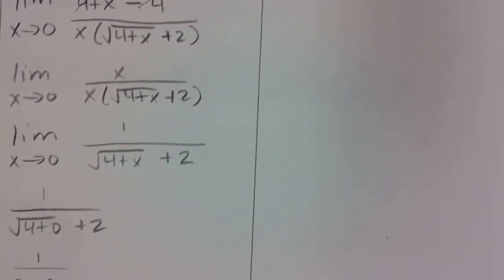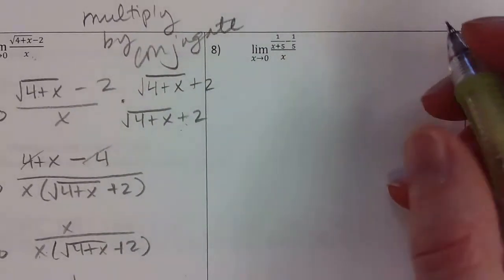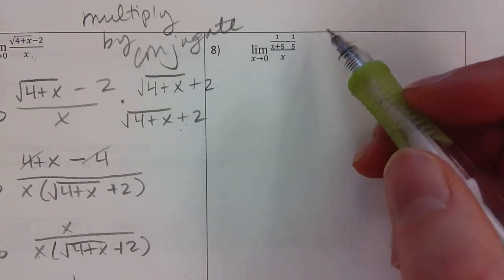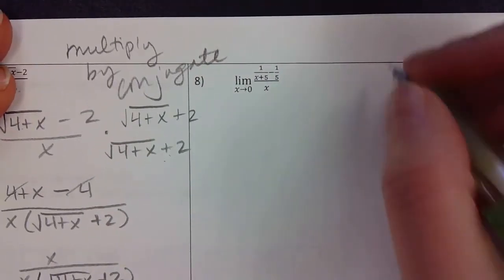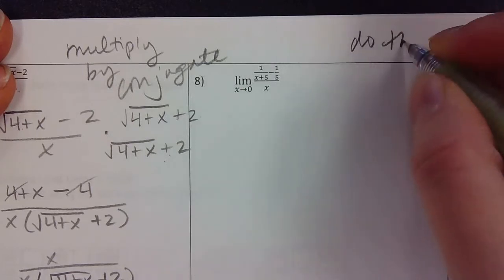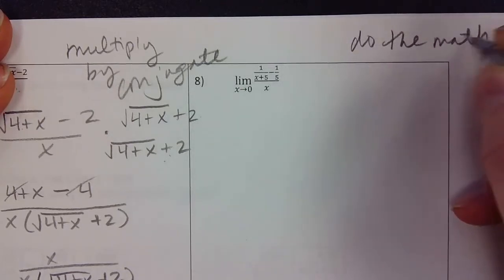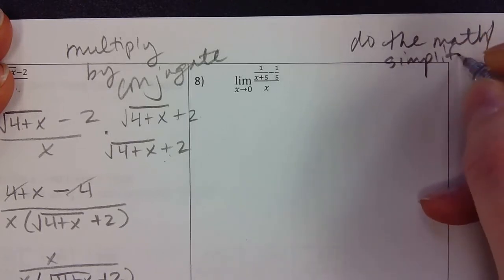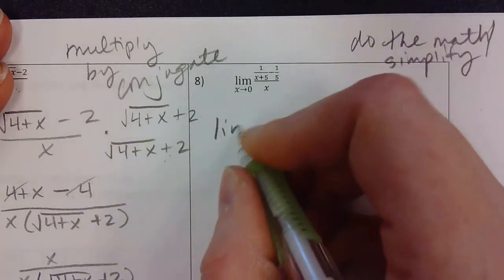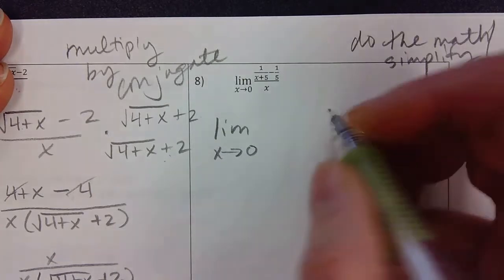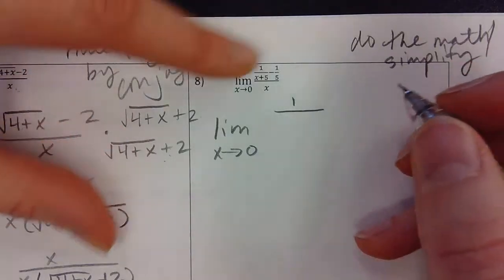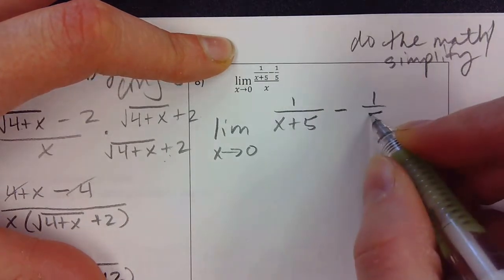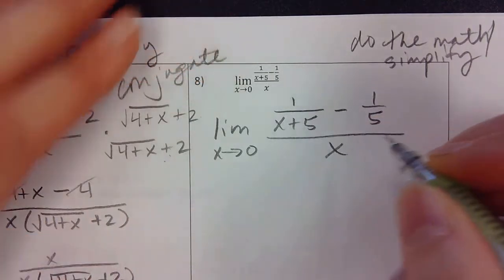All right, last problem. In our last problem, we have this complex fraction here. So I've got fractions inside fractions. My strategy on this one is going to be to do the math and basically just simplify and get one fraction. Let's see, I want to rewrite this so it's a little bit bigger. And I can barely even read it. 1 over x plus 5 minus 1/5 all over x.